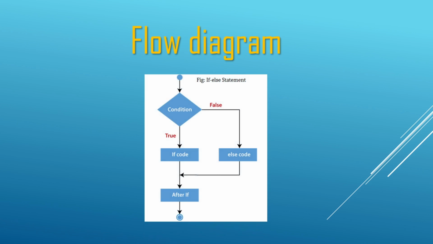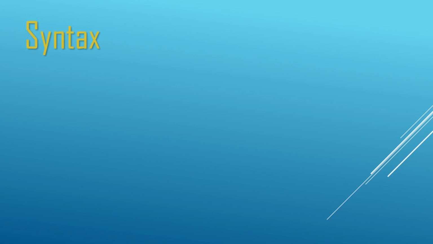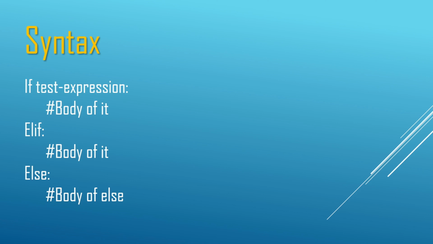Now that we know how it works, let's take a look at the syntax for the if statement. As you can see, first of all, we write the if keyword. After that, we write the expression followed by the colon. After that, we write the statement that we need to execute inside the if block. After that, we have an elif block or an else block.